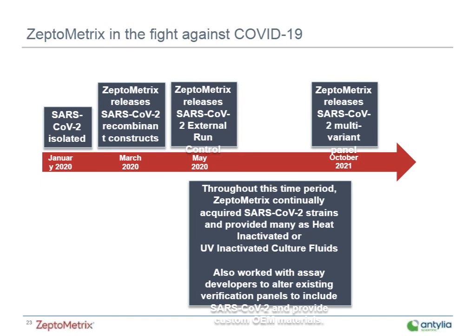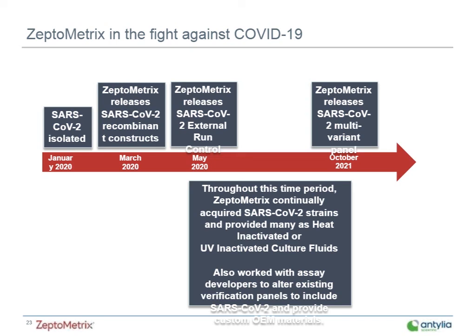So really from the onset of the pandemic, Zeptometrics was leading the charge in acquiring SARS-CoV-2 to generate controls. As I'm sure you're aware, the virus itself was isolated in January of 2020, and by March, Zeptometrics had created SARS-CoV-2 recombinant constructs, only to be followed very shortly after in May with a whole organism full process SARS-CoV-2 natural external run control. And basically from then on, Zeptometrics has really been working to acquire relevant strains and variants of interest, and we've provided many of these as heat inactivated or UV inactivated culture fluids.